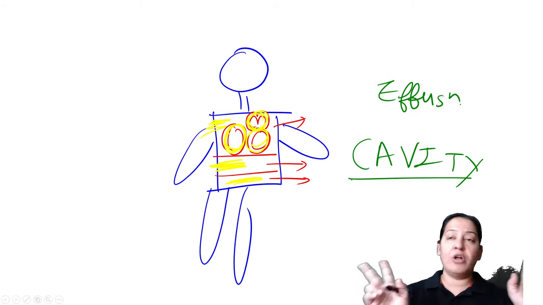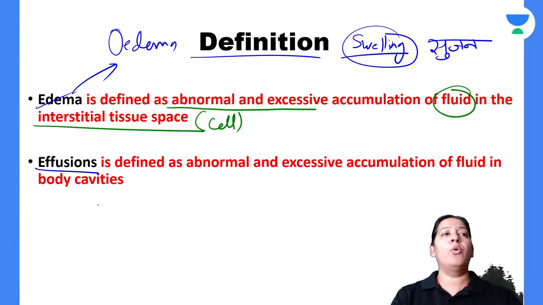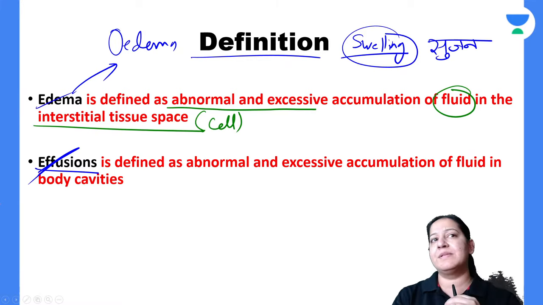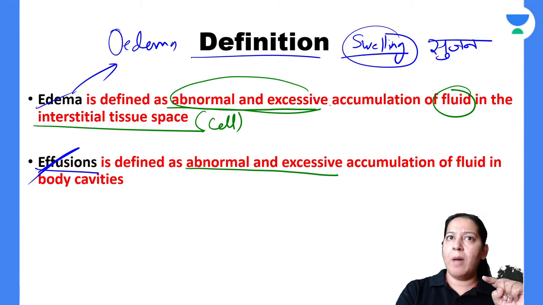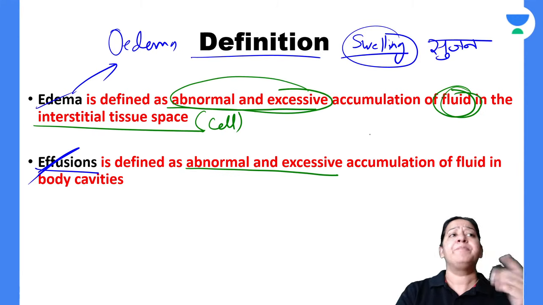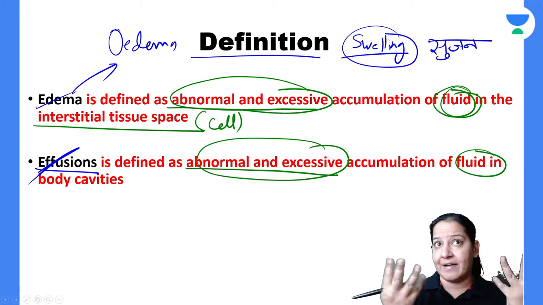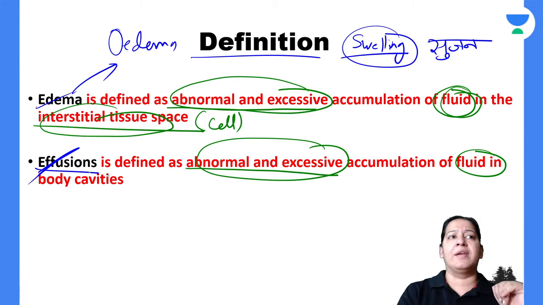But the pathophysiology of both things, edema and effusion, is the same. So I am teaching you edema as well as effusion today. The pathogenesis, the pathophysiology of both of them is the same. So what is the definition of effusion? You tell me. It is also abnormal and excessive accumulation of fluid. Edema is abnormal and excessive accumulation of fluid, and effusion is also abnormal and excessive accumulation of fluid. But where? If you say edema, it is in interstitial space. If you say effusion, it is in a cavity.